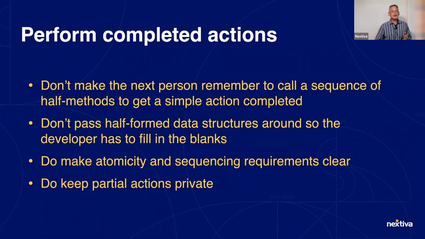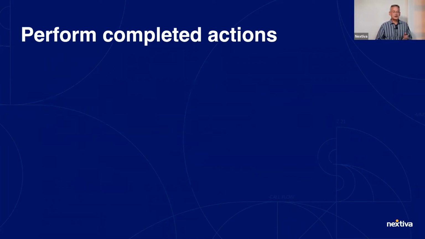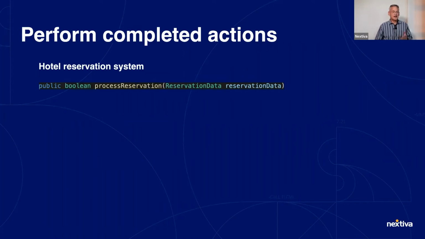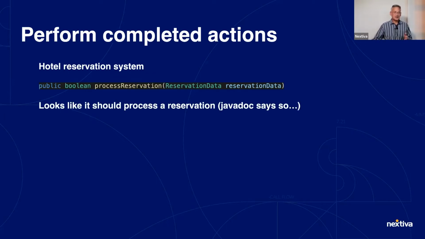So here's a simple example, again from a commercial environment, where you've got a hotel reservation system. There's a method, process reservation, fine. It takes some data, and it looks like it should process a reservation. The JavaDoc says that's what it does. So you call it and you expect, okay, done. Oh, I found the method that processes a reservation. And then you call that method, and you gleefully think, check, I'm going to mark my issue as done and move along.